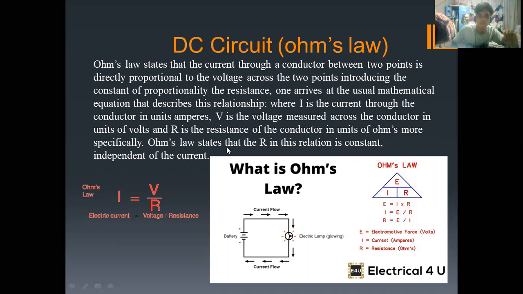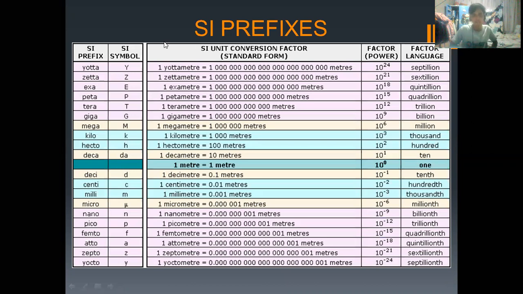More especially, Ohm's law states that R in this relation is constant, independent of the current. Kaya, kumbaga, ang sinasabi lang dito, pag tumaas yung resistance natin, bababa yung electric current natin. Pagka bumaba naman yung resistance, tataas yung electric current. Independent sila to each other. So, ayan. Formula ng Ohm's law: I is equal to V over R.